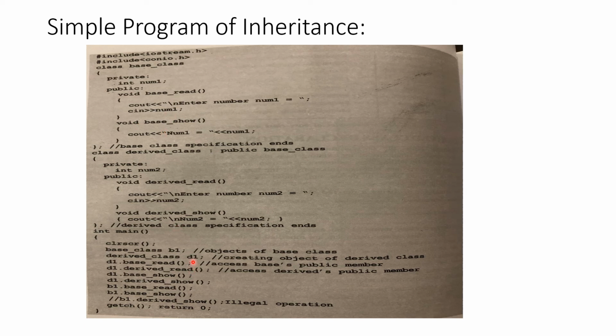So with the help of D1 we call base_read, derived_read, base_show, and derived_show. That is a legal operation. But with B1, the object of the base class, we can obviously call base read and base show because it is an object of this class. But if I want to access B1 dot derived show, that means using the object of the base class to call a member function of the derived class, that will be an illegal operation.